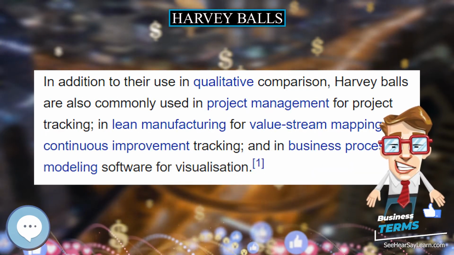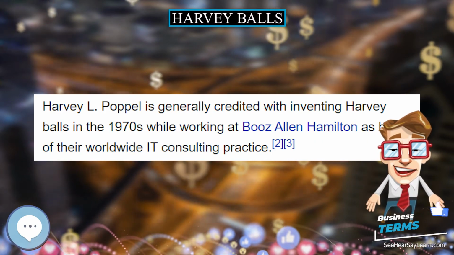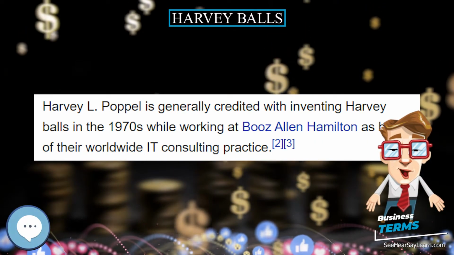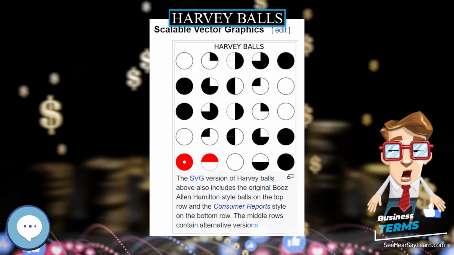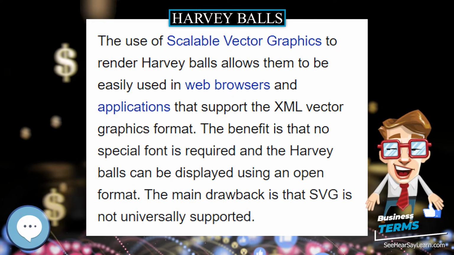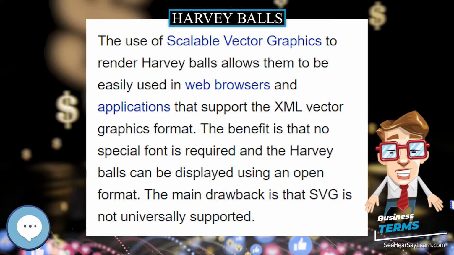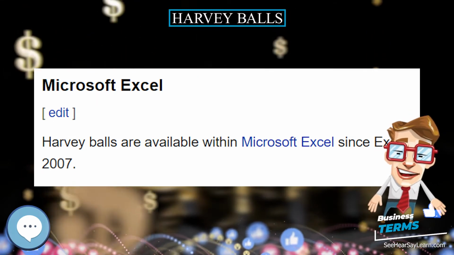For example, in a comparison of products, information such as price or weight can be conveyed numerically, and binary information such as the existence or lack of a feature can be conveyed with a check mark. However, information such as quality or safety or taste is often difficult to summarize in a manner allowing easy comparison, thus, Harvey balls are used.